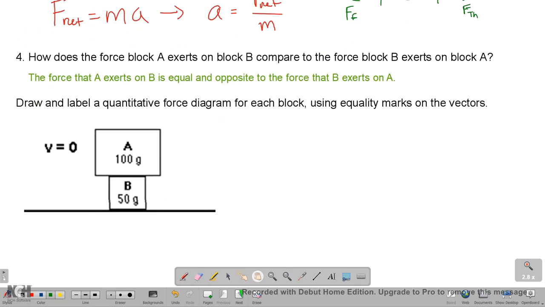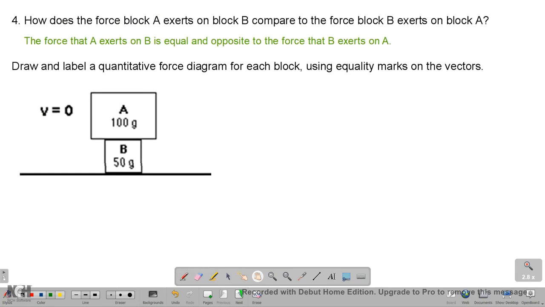Number 4 pertains to this picture right here. It says, how does the force block A exerts on block B compare to the force block B exerts on block A? So this is Newton's third law, right? Every action force has a reaction force that's equal and opposite. So the force that A is exerting on B is equal and opposite to the force that B exerts on A. And if they weren't equal, what would happen? Well, wherever there was a net force, those objects would be traveling in that direction. They would accelerate in the direction of the net force. Since they're not moving, they have to be equal and opposite.